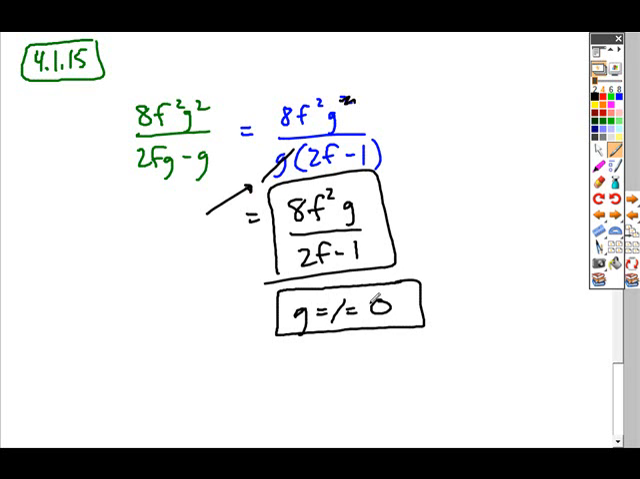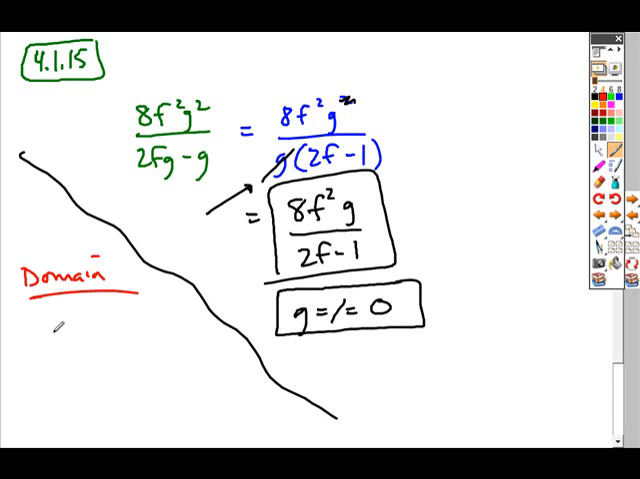Now, if I had asked you to find the domain of this problem, would your answer just be all real numbers, g not equal to 0? Again, this is not part of what I asked you on the homework, but if I were to ask you what is the domain of this, it would be all real numbers. It is true that g does not equal 0, but what other domain restriction would we have to account for in the domain? Patrick? Good. And in this, f also cannot equal 1/2.